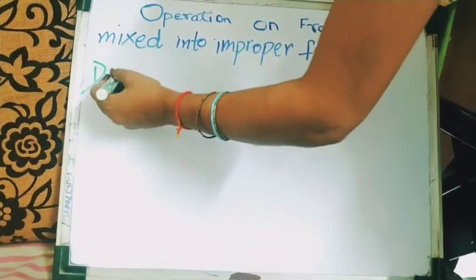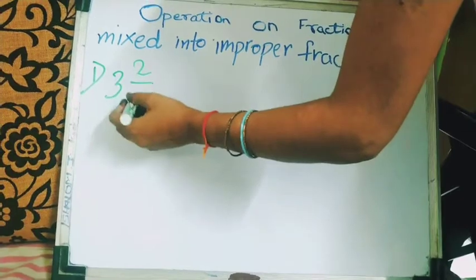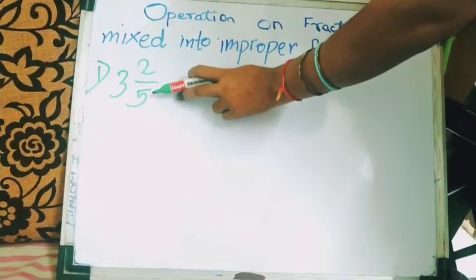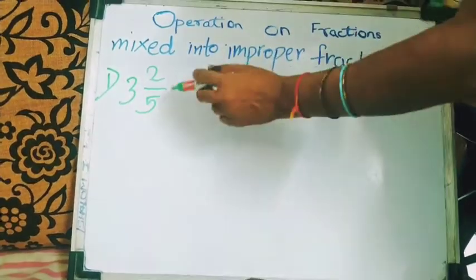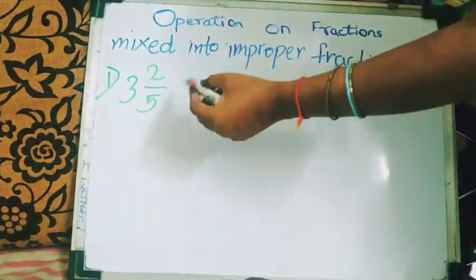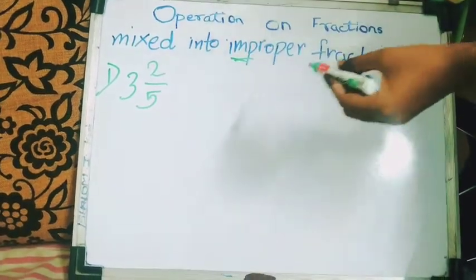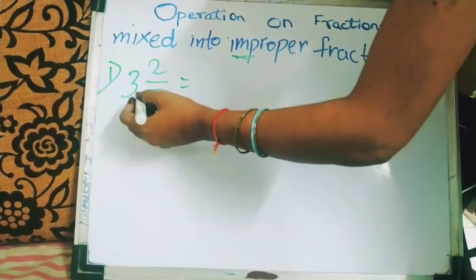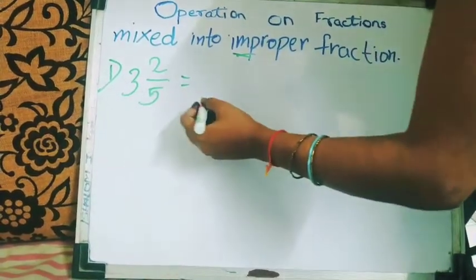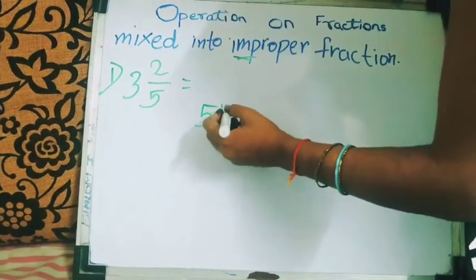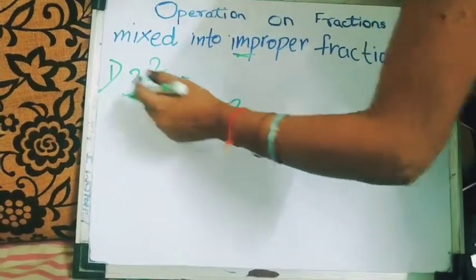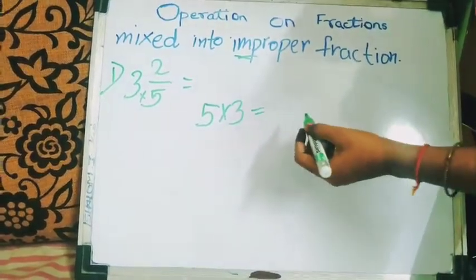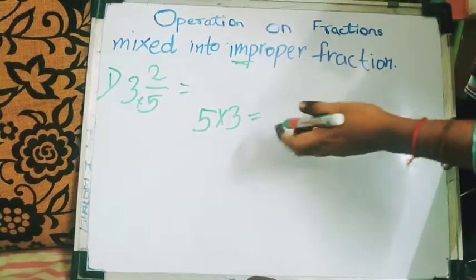For example, 3 upon 2 by 5. This is what? This is a mixed fraction because the numerator is less than the denominator. Now the mixed fraction will change into an improper fraction. Now what will we do? This one, 5. At first we will do 5 multiply 3. How much? 5 3s are how much? 5 1s are 5, 5 2s are 10, 5 3s are 15.